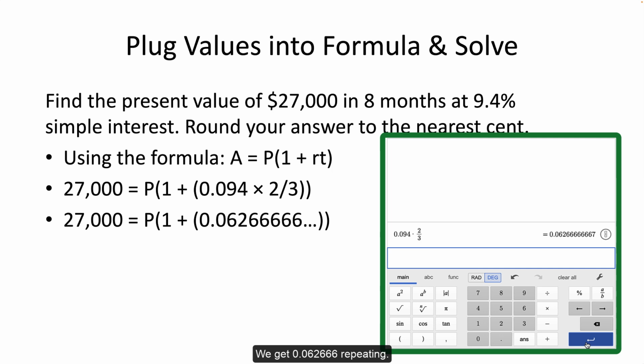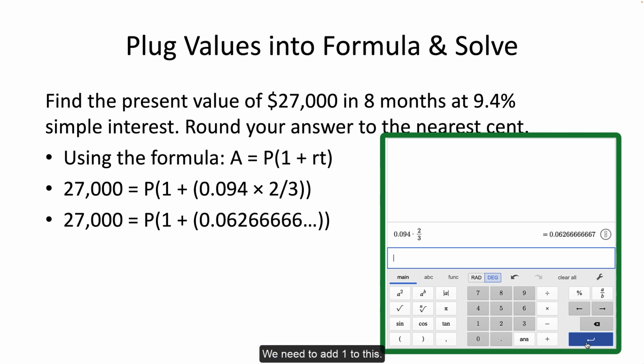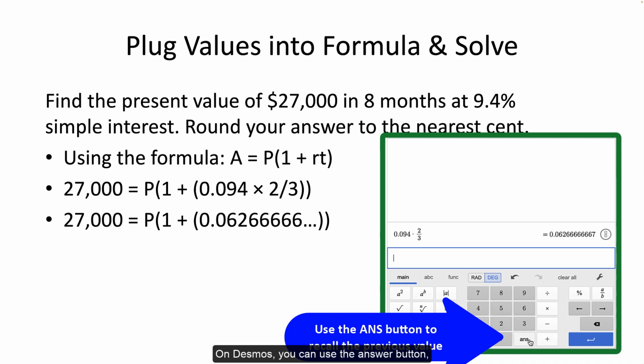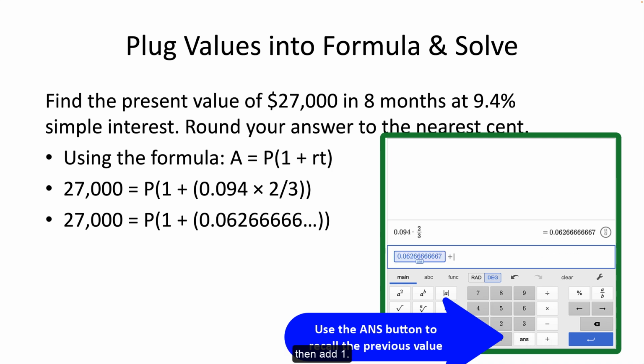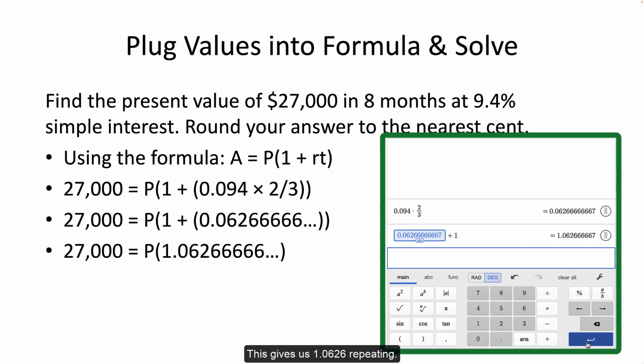We get 0.062666 repeating. Be sure to not round your answer until you are finished with the problem, otherwise you'll create round-off error. We need to add 1 to this. On Desmos, you can use the answer button, then add 1. This gives us 1.0626 repeating.